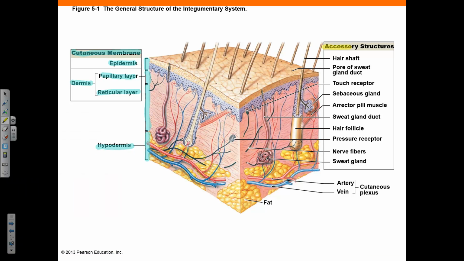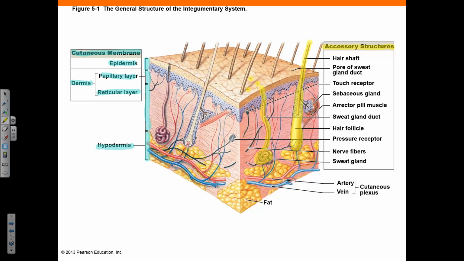Over here on the right, we see a list of different accessory structures that are found in the integumentary system. A hair follicle, seen here, is where we're going to have the production of hair. We can see a shaft of hair extending above the surface of the skin. There are several different types of glands that are found in the cutaneous membrane. We can see a sweat gland here with its duct that runs to the surface, and scattered throughout are pores from various sweat glands that release the secretion of sweat onto the surface of the skin.